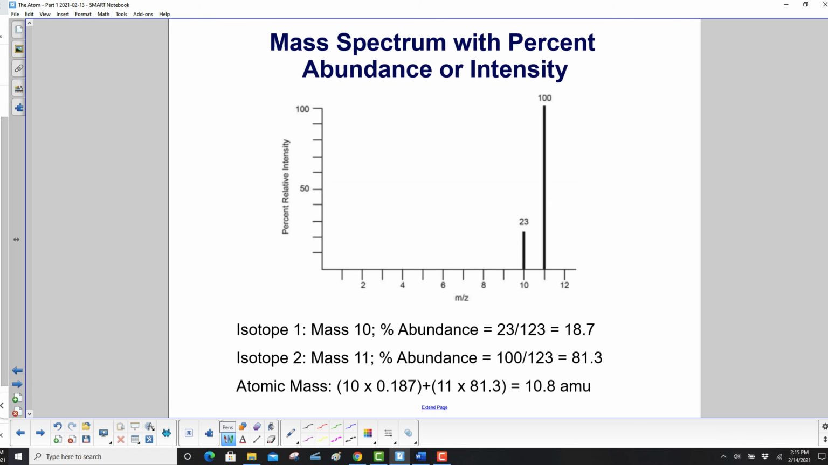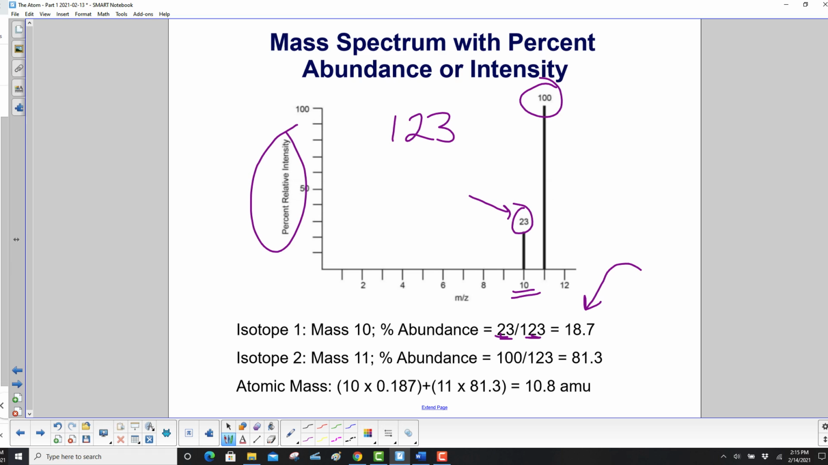And now we have percent relative intensity, and the first thing we have to do is add up the two intensities, and what do we get? 100 plus 23 is 123. So for mass 1, which is a mass-to-charge ratio of 10, the percent abundance will be 23 over the total, 123, and that gives us 18.7. For isotope 2, we have 100 over 123, and that gives us 81.3.